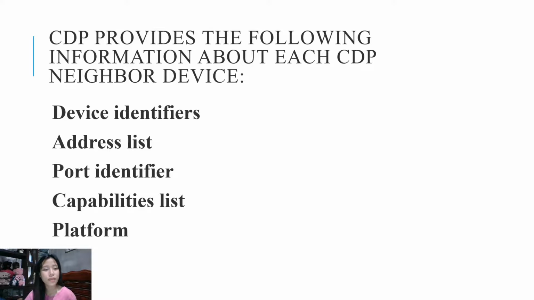So the CDP provides the following information about each CDP neighbor device. So it has the device identifier, for example, the configured host name of the switch, and the address list, up to one network layer address for each protocol supported, the port identifier, the name of the local and remote port in the form of an ASCII character string such as Fast Ethernet 0/0, capabilities list, for example, whether this device is a router or switch, platform, the hardware platform of the device, for example, is a Cisco 1841 series router.